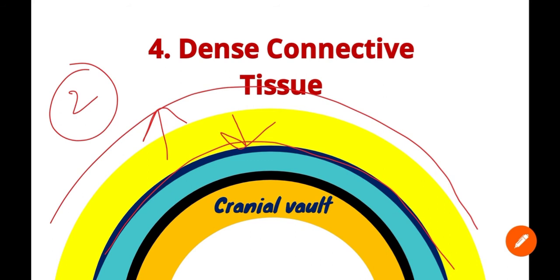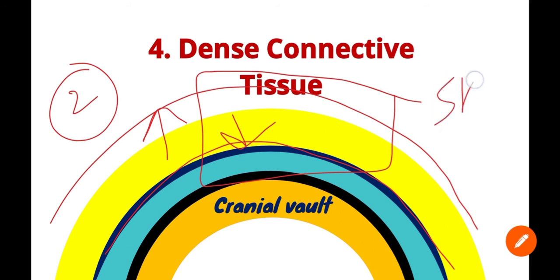epicranial aponeurosis. And actually these three layers, skin, the first layer of scalp from above, second dense connective tissue, and third epicranial aponeurosis, act as a unit. And the epicranial aponeurosis is actually movable because of the action of the occipitofrontalis. So these three layers act as a unit.